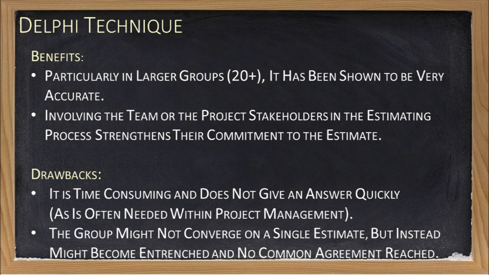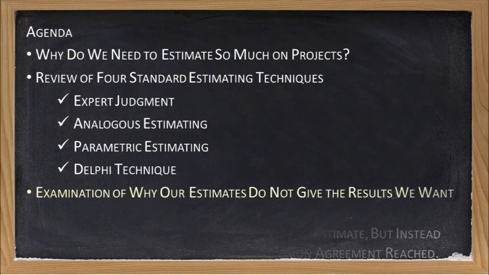Another drawback is that it can divide a group rather than bring them together. There is a risk that multiple camps in the group will begin to form and that no consensus will be reached. At this point in the video, we've looked at why project managers often need to make estimates and introduced 4 techniques for estimating.